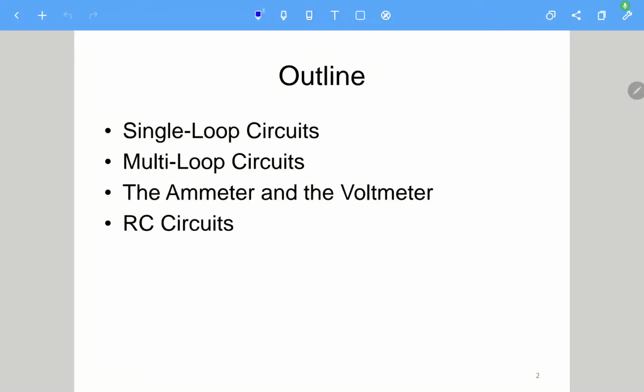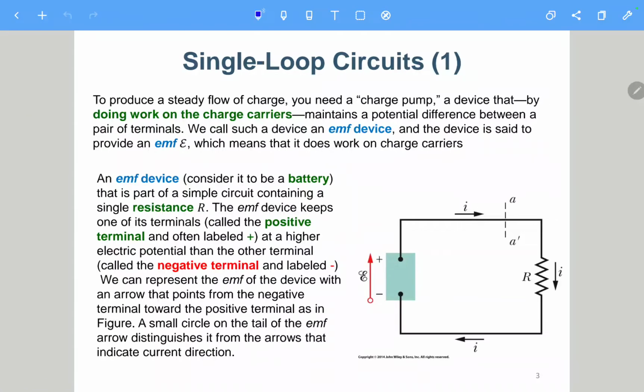Okay, so this is the outline of chapter 27. We only talk about single loop circuits, multi-loop circuits, the ammeter, voltmeter, and also the RC circuit. For the single loop circuit, it is as simple as this: we have a battery and a resistor in series, and that's it. It is quite simple.